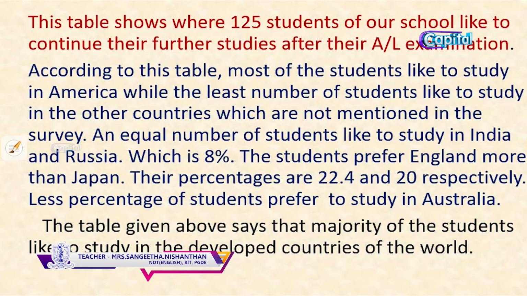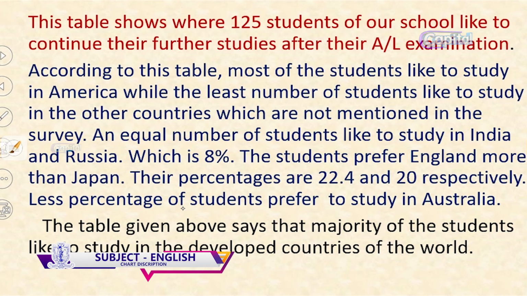An equal number of students like to study in India and Russia, which is 8%. So here they mention the percentage for it. The students prefer England more than Japan. Their percentages are 22.4 and 20 respectively. And less percentage of students prefer to study in Australia. They didn't mention the percentage for Australia. There's no need to mention here.